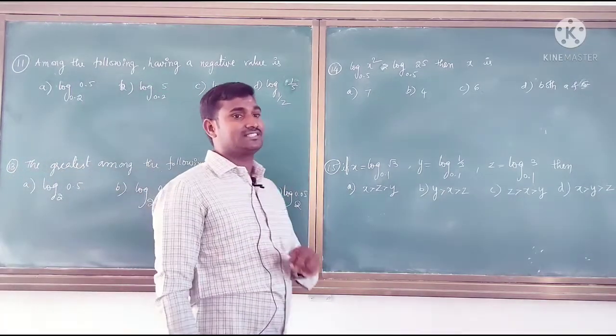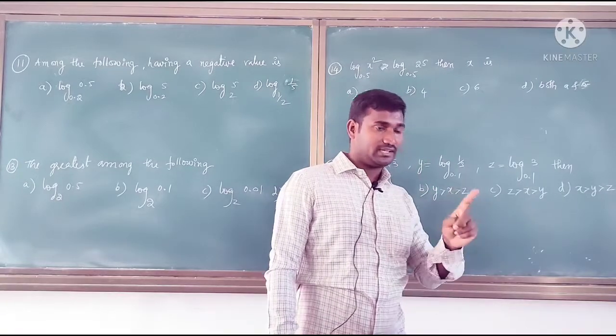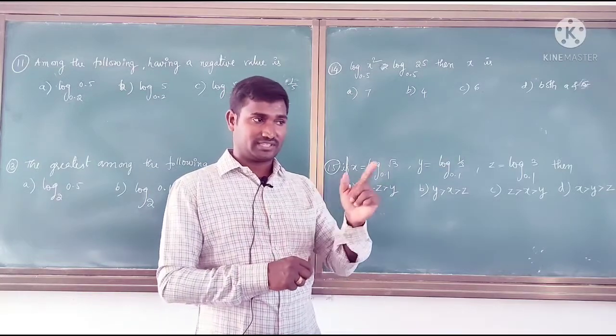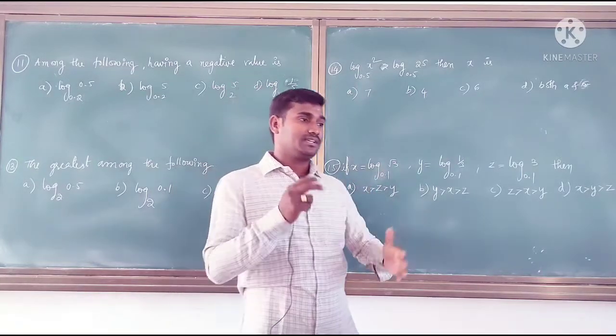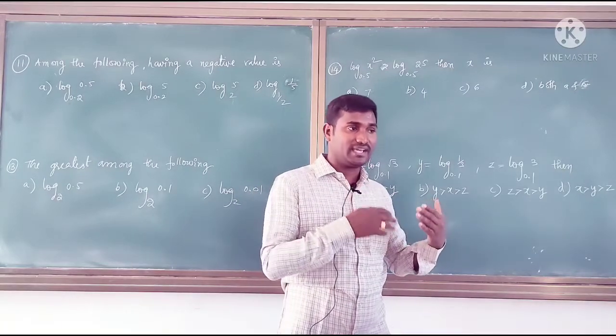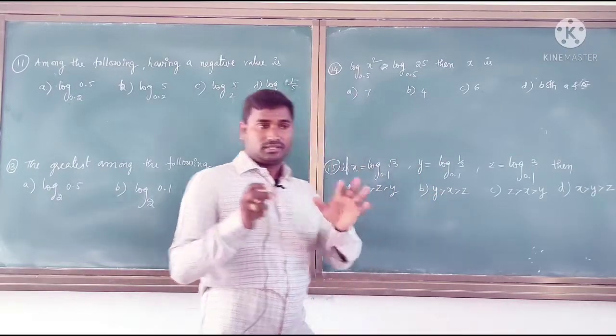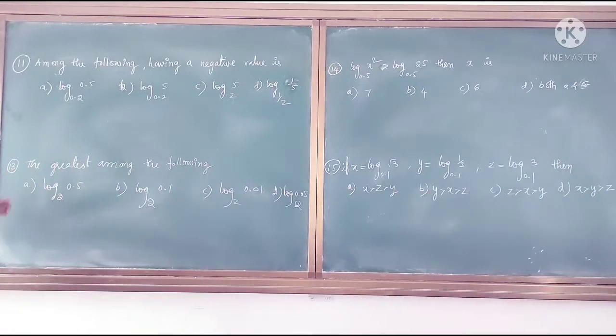So for less than 0, what conditions do we have? Two conditions. First case: if x is greater than 1, a should lie between 0 and 1. Second case: if a is greater than 1, x should lie between 0 and 1. If x lies between 0 and 1 and a also lies between 0 and 1, we won't get less than 0. Any one number, either x or a, must lie between 0 and 1.